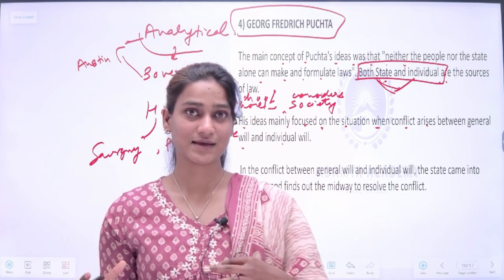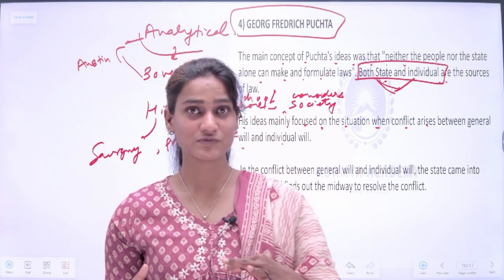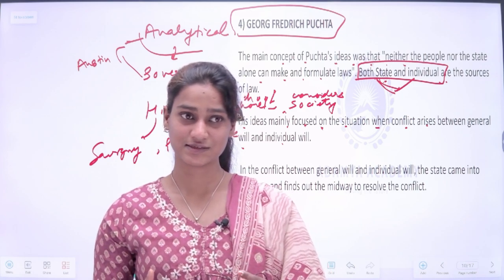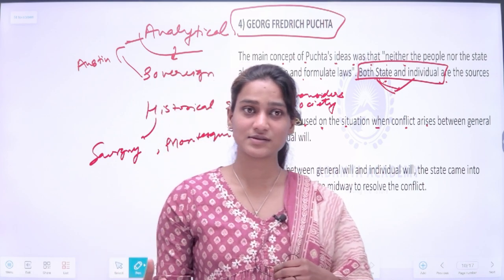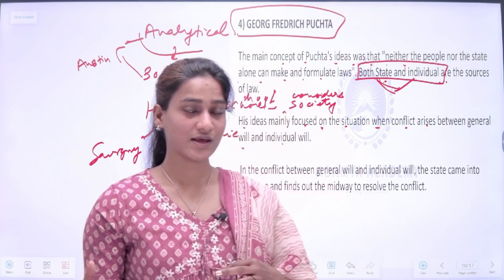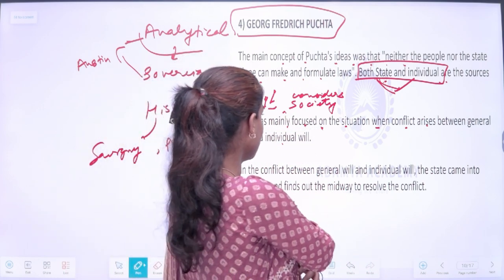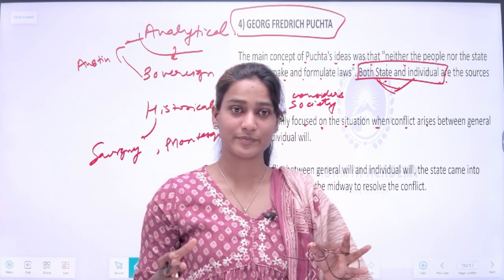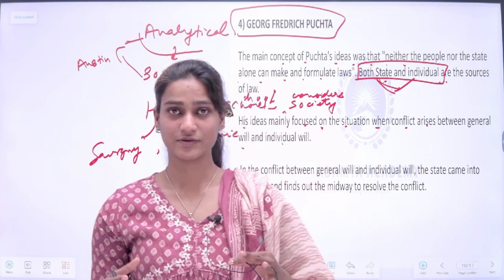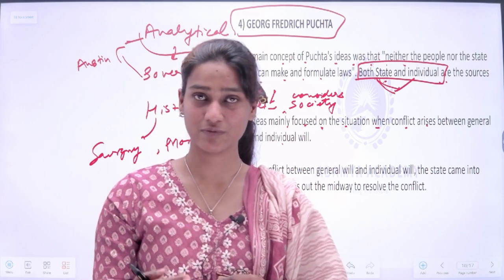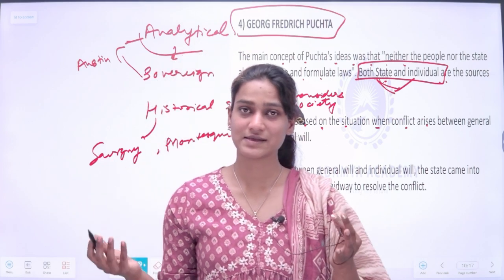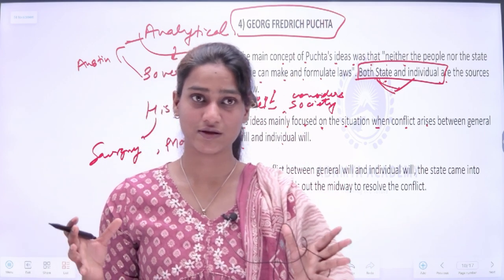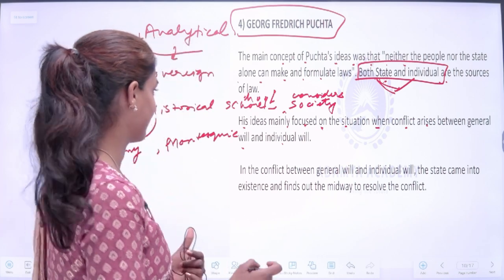So in this case, whose will prevails, whether the will of the sovereign or the will of the society, is the question. So the answer to this question that Fuchs gave is that both the wills will work together and no will dominates over the other will. So both the wills have equal say, and both the wills will come to a common conclusion.